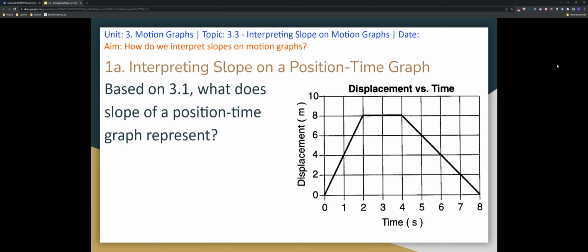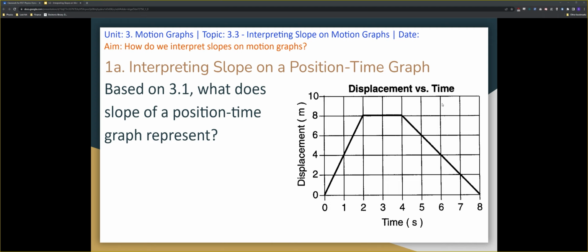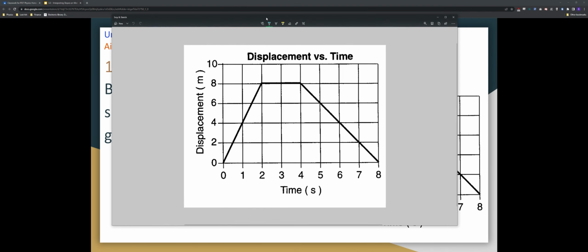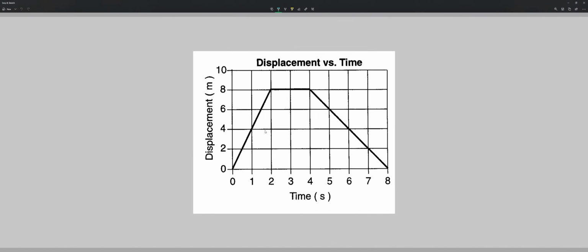So based on 3.1, what does the slope of a position time graph represent? Now let's say you don't memorize what the slope of a position time graph means. Well, what you can do here is that as long as you know that slope is essentially your change in y over change in x.